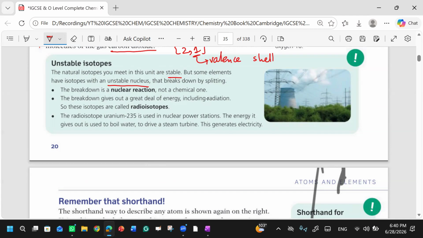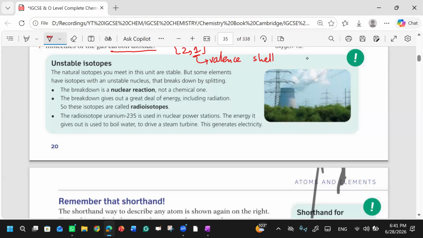This is not a chemical reaction. Why is it not a chemical one? Because the nucleus is breaking. What they are saying is that they have unstable nuclei. Actually, why do isotopes have unstable nuclei? We have discussed what the different thing is in all the isotopes. Neutrons. Neutrons are different.